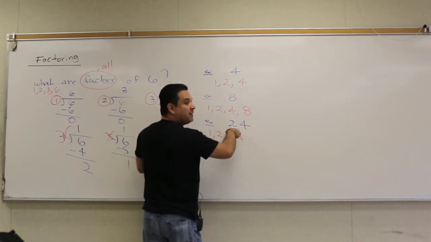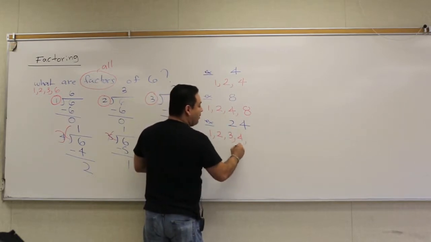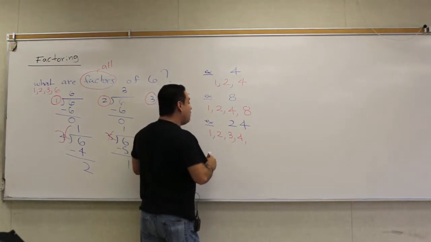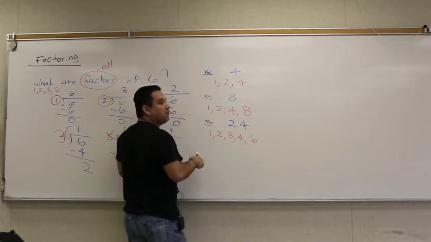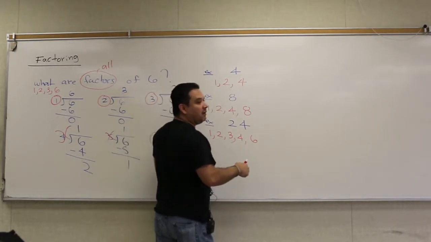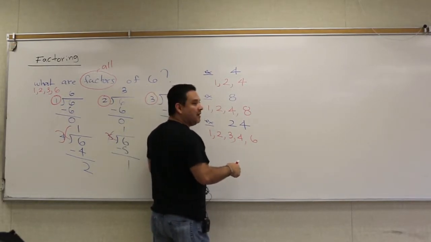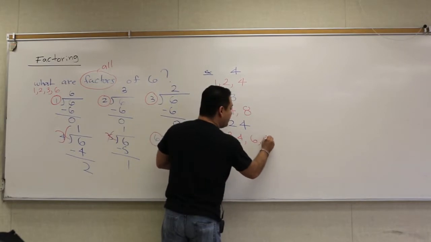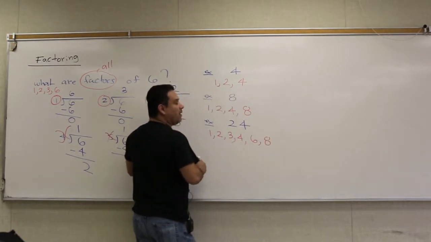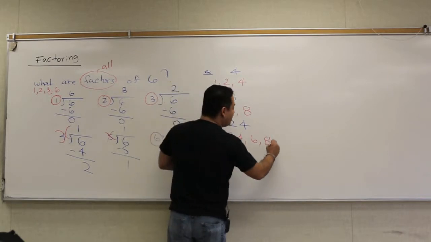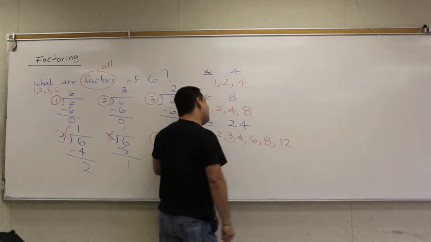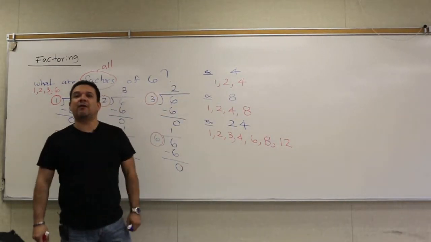Is 4 a factor? 4 goes into 24 6 times. What about 5? No. 6. Good. 6 goes into 24 4 times with the 0 remainder. How about 7? No. 8? Yep. 8 goes into 24 3 times. What about 9? No. 10? 11? How about 12? 12 goes into 24 how many times? 2. And you get a 0 remainder.